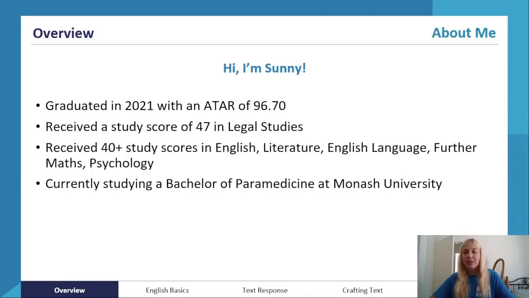So we'll begin with a little bit of information about myself. As I mentioned, my name is Sunny. I completed VCE in 2021 and was college dux of my school, finishing with an ATAR of 96.70. I received study scores of 40 plus in my English subjects, and I completed English literature and English language as part of my VCE. And I'm currently completing a Bachelor of Paramedicine course at Monash University, and I'm in the final year of my degree.